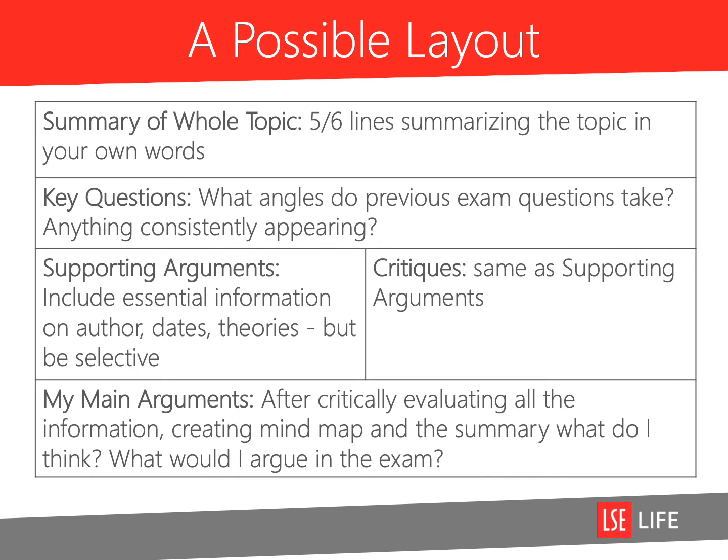And then you might want to pull out some supporting arguments. With those supporting arguments, include only the essential information like who was the author, what was the date, and a little summary of what they said, and do the same for critiques. And then crucially at the bottom, you might want to start thinking about what your main arguments are. So after critically evaluating all of that information, creating a mind map and the summary, what do you think? What would you potentially argue in an exam?